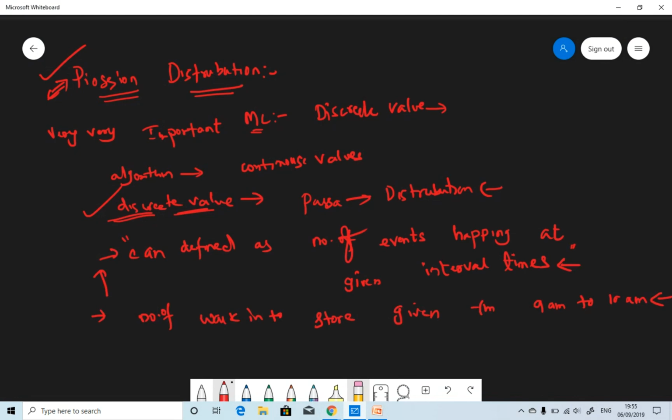Sometimes we need to work on these models to understand the frequency, the number. It's not like a continuous value, it's a discrete value. Will it give a discrete value or continuous value? Discrete or continuous, guys? This gives me the discrete value, right?